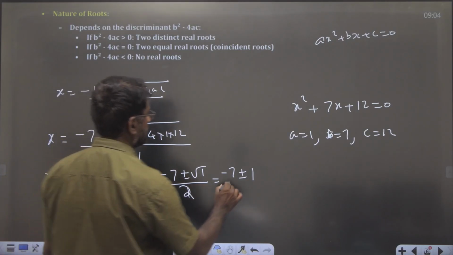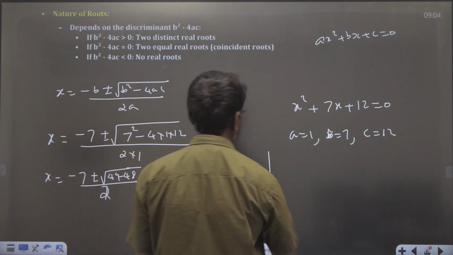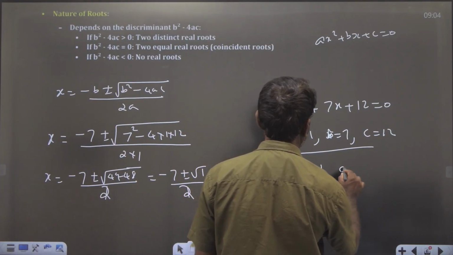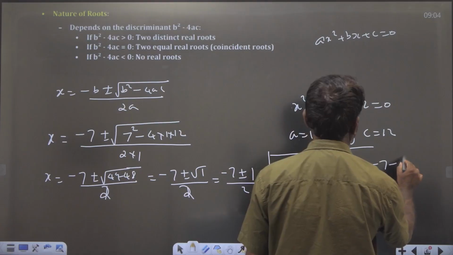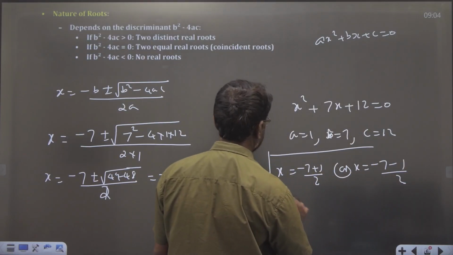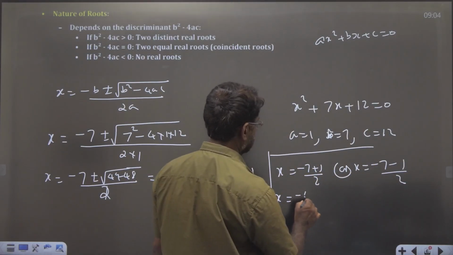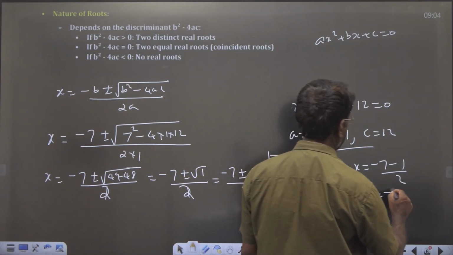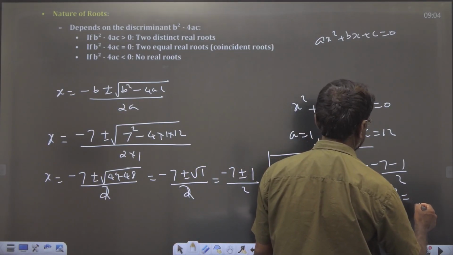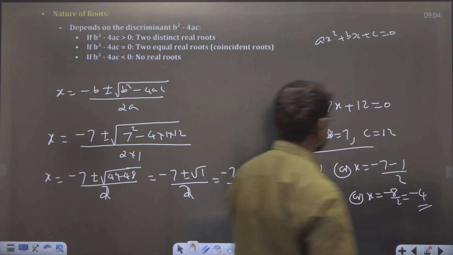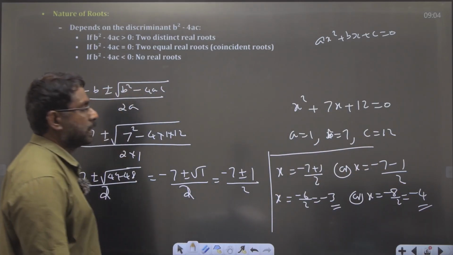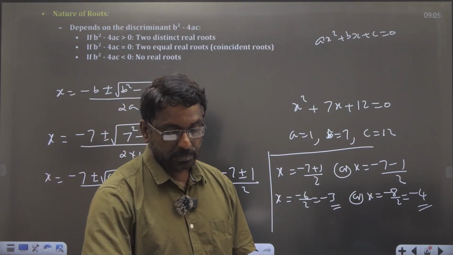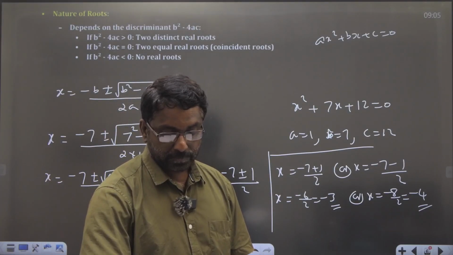That is 2 by 2. Therefore, x equal to minus 7 plus 1 by 2, or x equal to minus 7 minus 1 by 2. That is x equal to minus 6 by 2, that is minus 3, or x is equal to minus 8 by 2, that is minus 4. Minus 3 and minus 4, these are the answers. Next question.